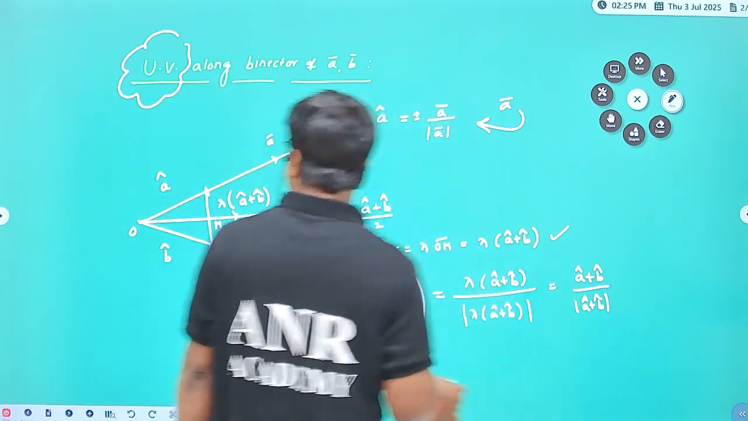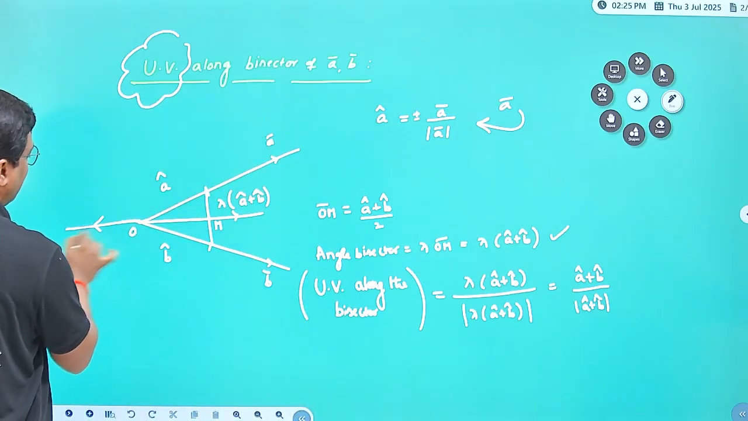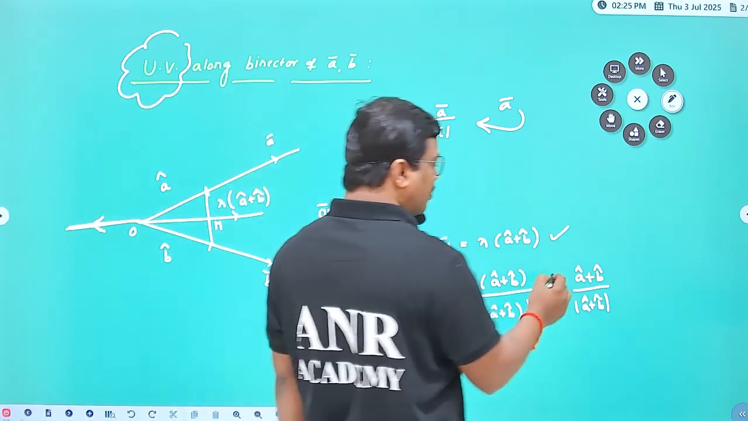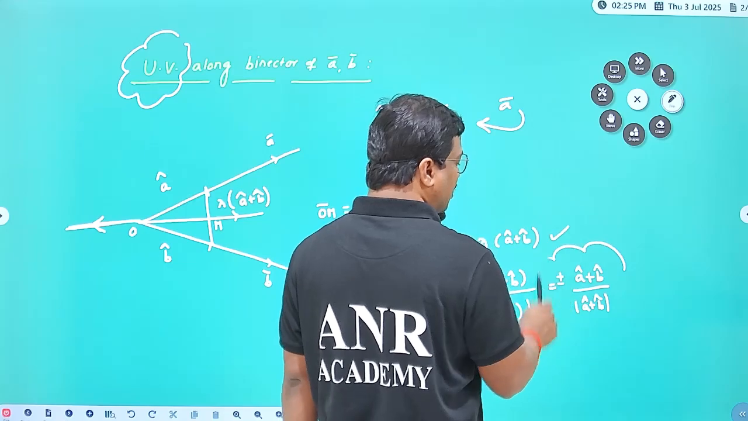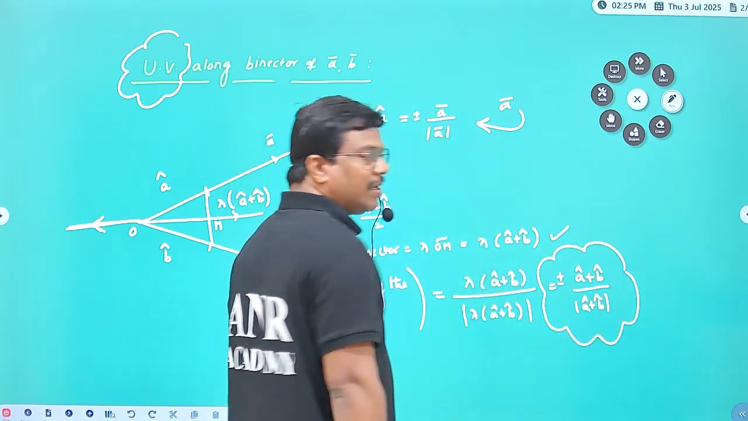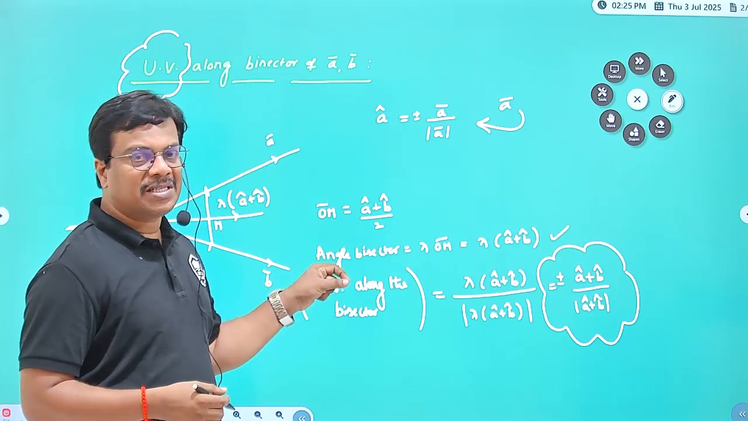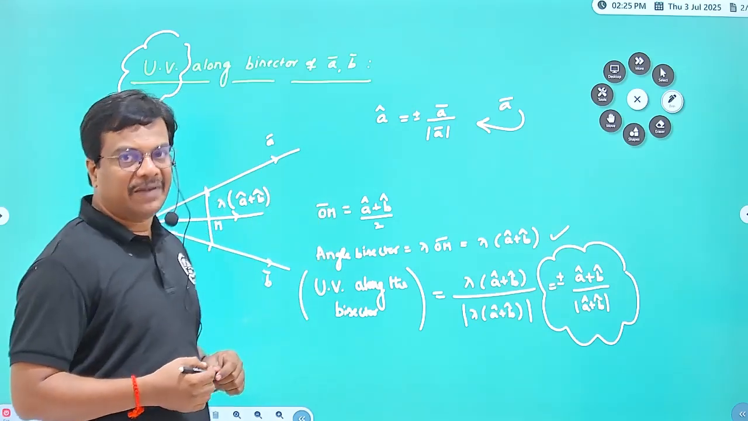And in the reverse direction also we get another angle bisector, with a negative sign, so you can express plus or minus. So this is the concept of the unit vector along the angle bisector of given two vectors.